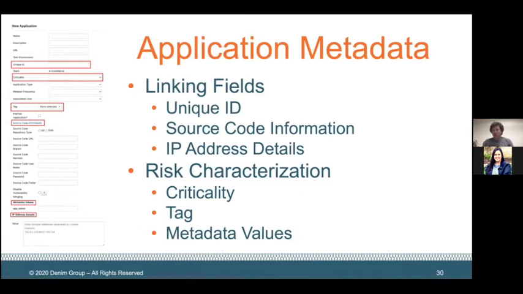So from the linking field standpoint, again, we're looking at unique ID, your ability to connect to source code repositories, as well as your ability to indicate the network and infrastructure assets that support this application asset. From a risk characterization standpoint, we'll look at the application criticality. As I mentioned, ThreadFix's tagging capabilities, as well as these free-form metadata values.